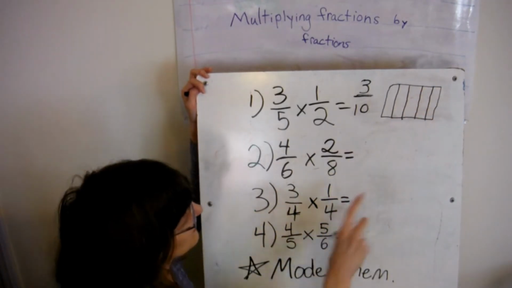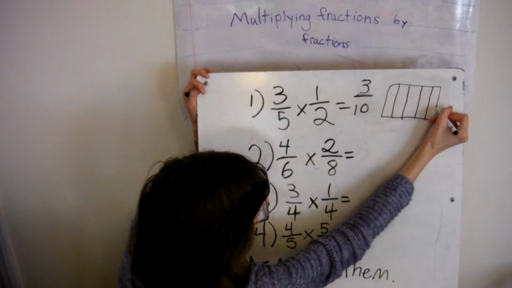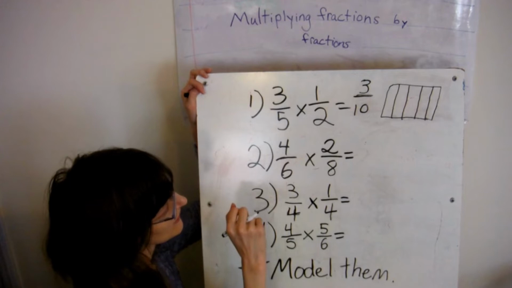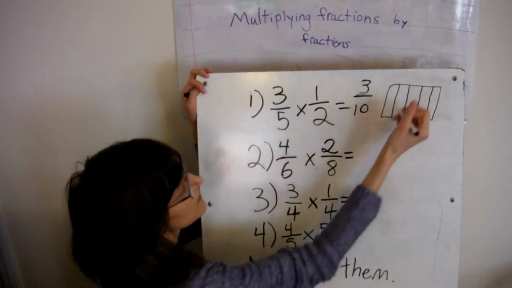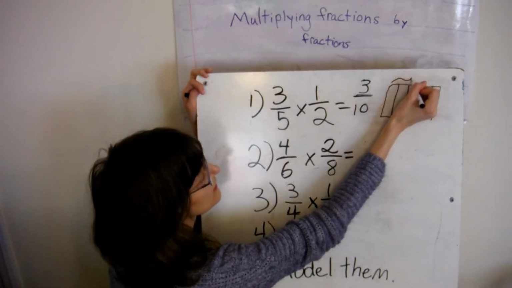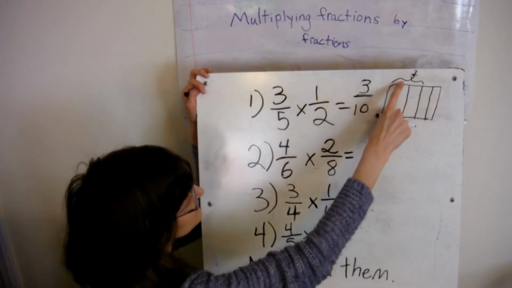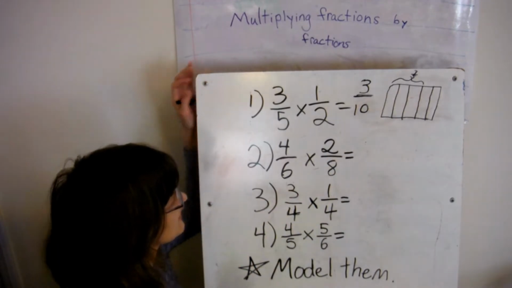Okay, you'll have to imagine that's a little bit more accurate. Okay, so now we are going to have 3 of those fifths, so I'm going to label 3 out of those 5. These are going to be 3/5, right?